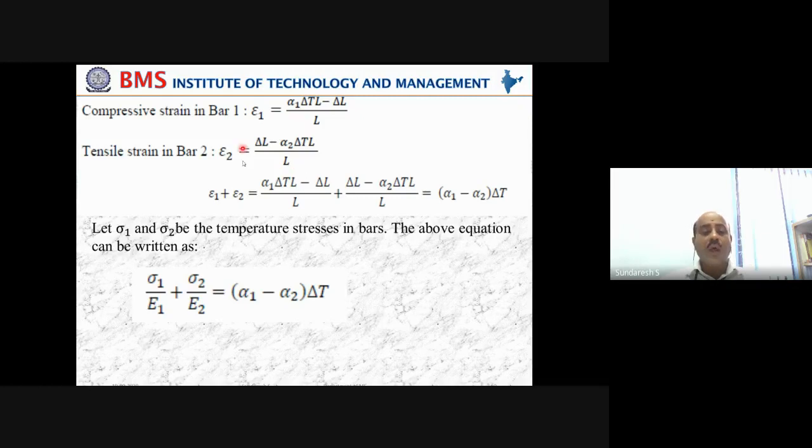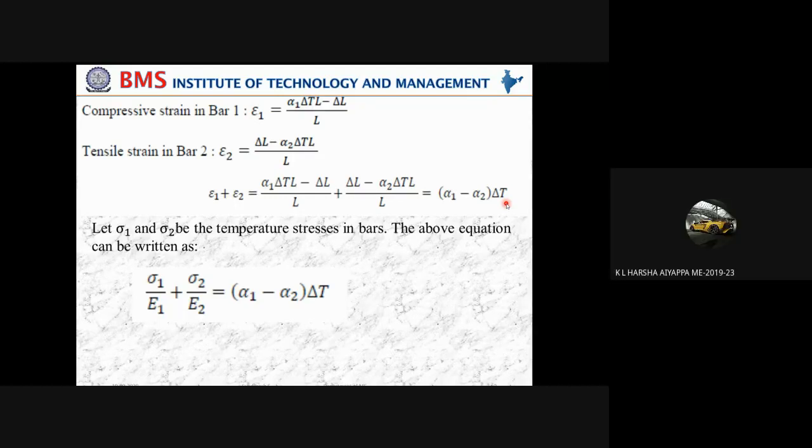Now when you add these two, epsilon 1 plus epsilon 2, you are going to get alpha 1 minus alpha 2 into delta T. Got it, my dear students? How you can write this expression here? The total strain in material 1 and 2 will constitute the total strain in the composite bar. So when you add these two equations, the resulting expression will be alpha 1 minus alpha 2 into delta T.